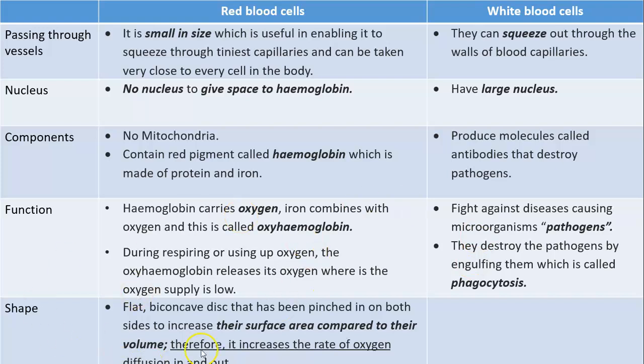The shape. Here we need to concentrate on the shape of the red blood cell because it's very unique. It's a biconcave disc. Why? Because it's pinched from the middle and it has high edges to increase the surface area of the carrying and the transport of oxygen compared to its volume. If with the same volume the cell was flat, it could have carried less oxygen and less hemoglobin.